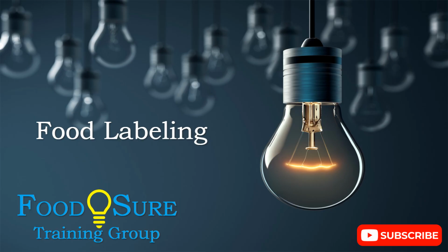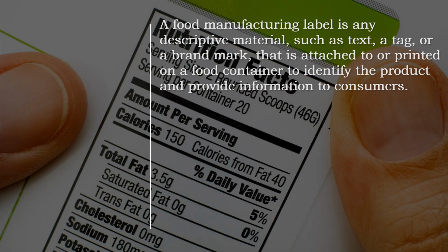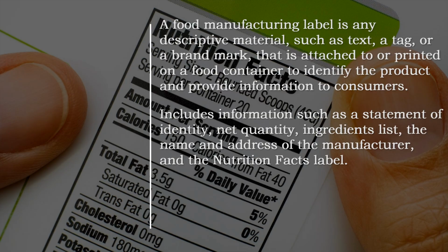Labeling is a critical component of a food manufacturing system from both regulatory and consumer protection perspectives. A food manufacturing label is any descriptive material, such as text, a tag, or a brand mark, that is attached to or printed on a food container to identify the product and provide information to consumers. This requires information such as a statement of identity, net quantity, ingredients list, the name and address of the manufacturer, and the nutrition facts label.